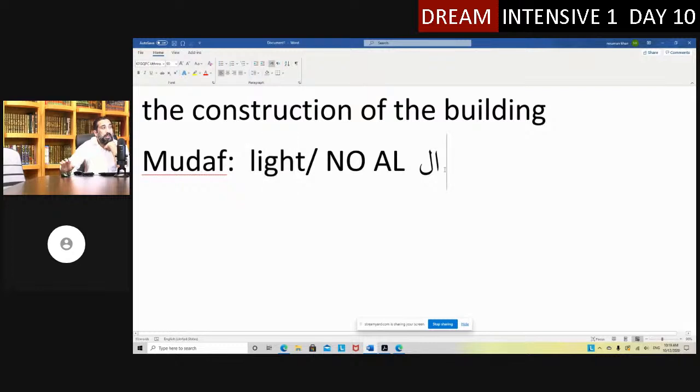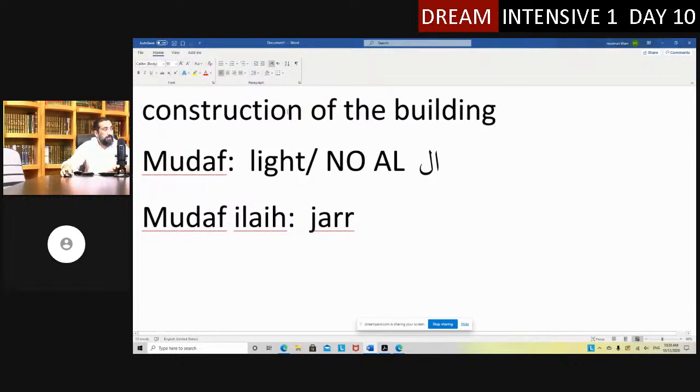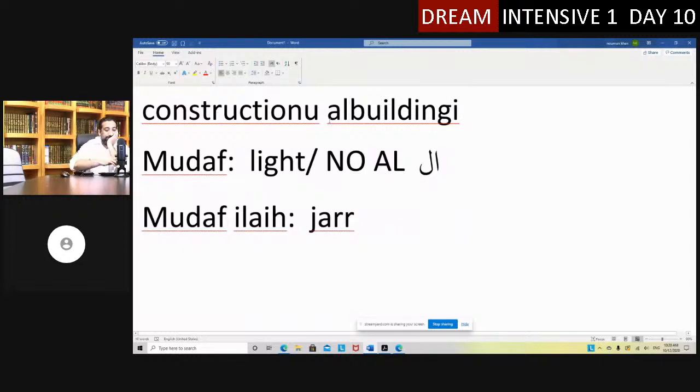Okay? And the second word, which is the building in this case, the mudaf ilayh, it has to be jar. Okay? So it would be like, I'll remove the al: construction-u, building-in, or al-building-i. I hope that helped. That's the elevator pitch version of mudaf ilayh.